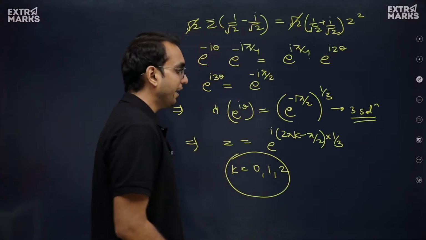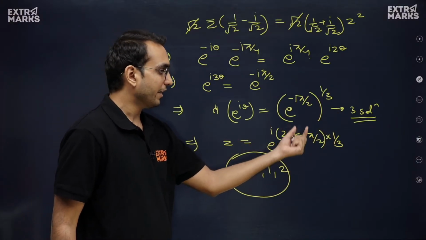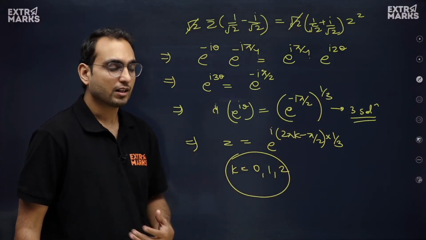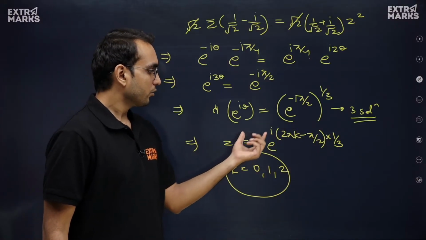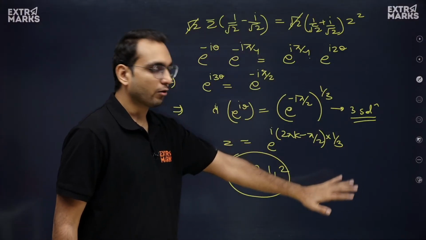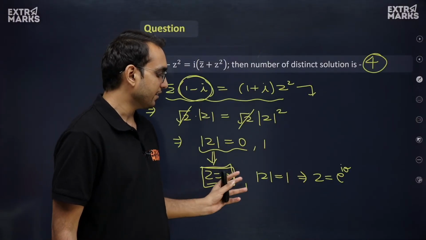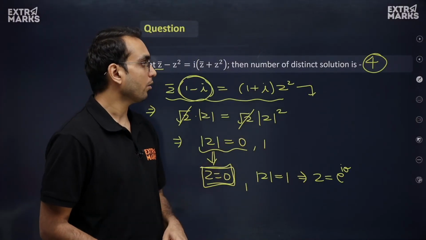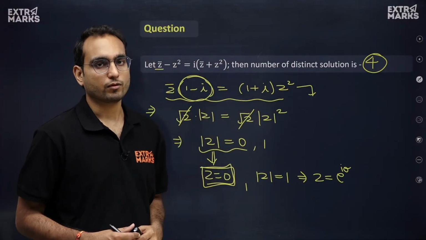We don't have to solve this fully, because we know by practice that when there is a cube root, we have 3 factors. When it is 1 by 4, it will have 4 roots. So basically this will have 3 z. From this we got 3 z, and from the previous equation we got 1 z as z equals 0. So the total number of solutions of this equation is 4. So the answer is 4, right?